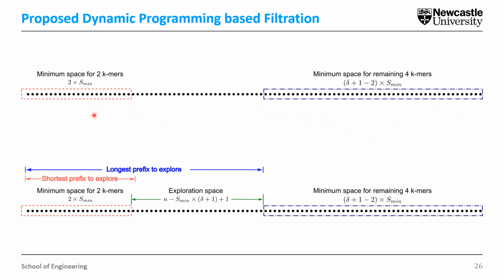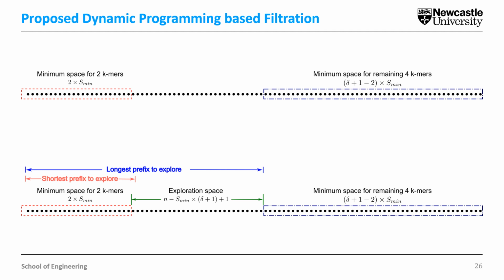To do that, we start with the first 2 k-mers and then reserve the space for the rest of the 4 k-mers. The orange box over here is the minimum k-mer length for 2 k-mers, and the blue box over here reserves the space for the rest of the 4 k-mers. Hence, we can see the middle part is the exploration space. For each prefix, we will try to identify 2 k-mers such that the total number of candidate locations of those 2 k-mers is minimum. Within this iteration, we keep on increasing the prefix size till here, and for each prefix, we find the best solution for 2 k-mers.